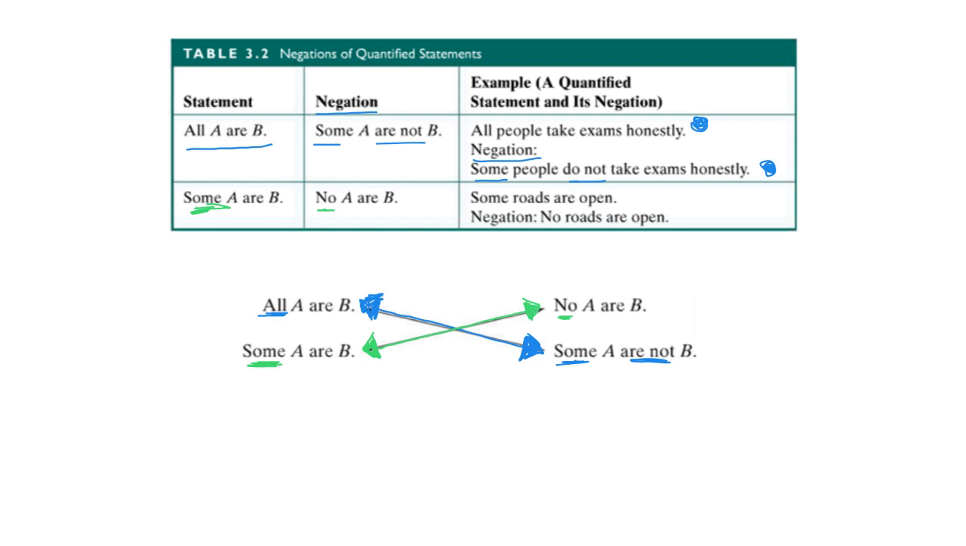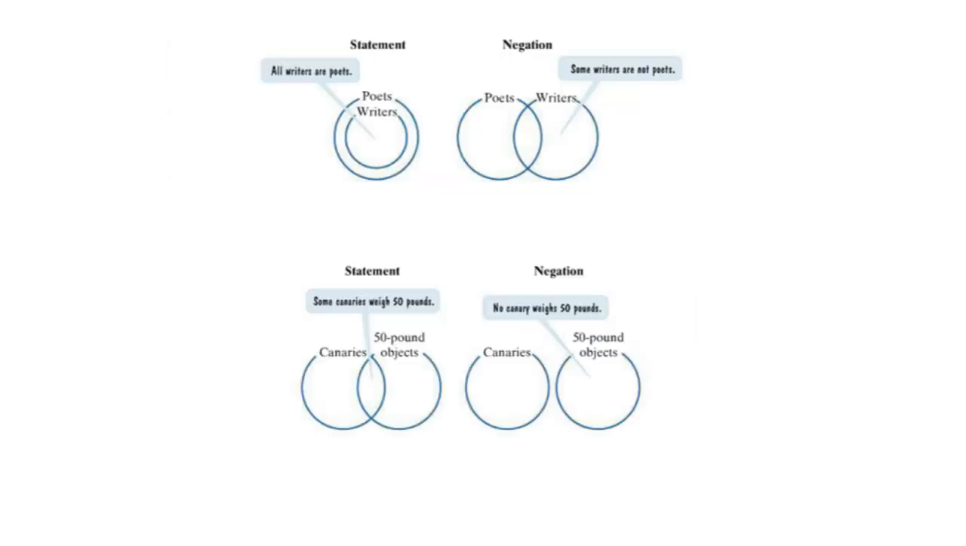Example for this one is some roads are open. So they started with the word some. The negation says no roads are open. So we went from some to no, and if we started with no, we would convert it to some. So these mini Venn diagrams should help us to visualize these statements.